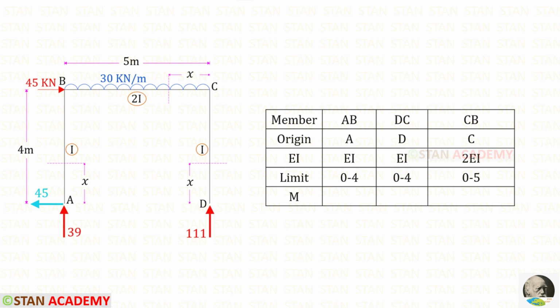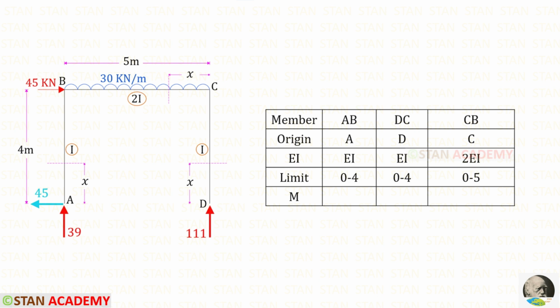In the table, first let us enter the members. There are three members: AB, DC, and CB. For the section in AB, the origin is A. For the section in DC, the origin is D. And for the section in CB, the origin is C. Now let us enter the flexural rigidity EI. For AB and DC, the moment of inertia is I, so the flexural rigidity will be EI. For CB, the moment of inertia is 2I, so the flexural rigidity will be 2EI.